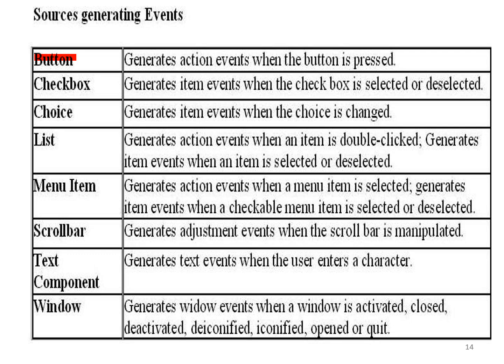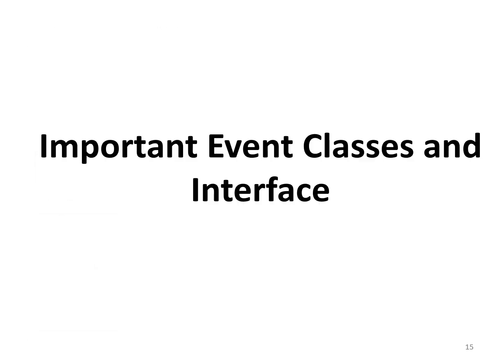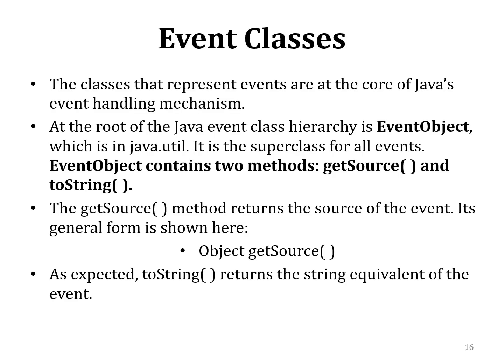Next one is the window. That generates the window events when the window is activated, closed, deactivated, de-iconified, iconified, opened, or clicked. Now the different event classes, as well as the interface, while we talk about the different event classes.